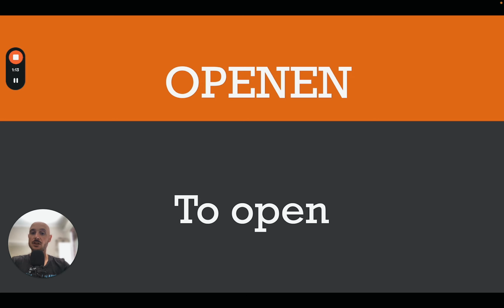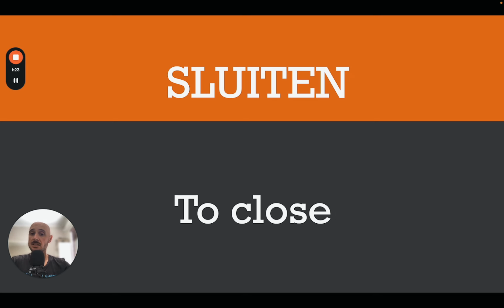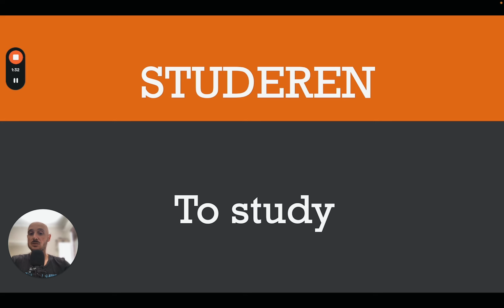And we'll start with the first verb, and the first verb is openen. Openen is to open, you know, quite close to English. Openen, to open. And then we've got the opposite. The opposite is sluiten. Sluiten is to close, right? Sluiten, to close. We continue, and of course, when you study Dutch, well, in Dutch we call it studeren. Studeren is to study, right?